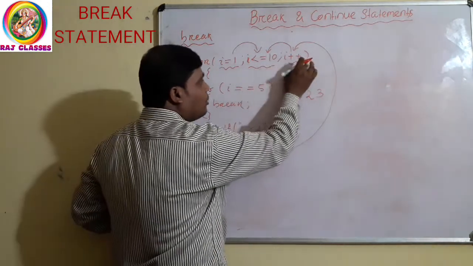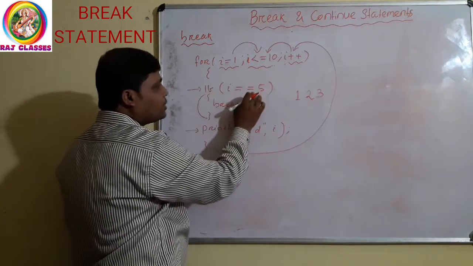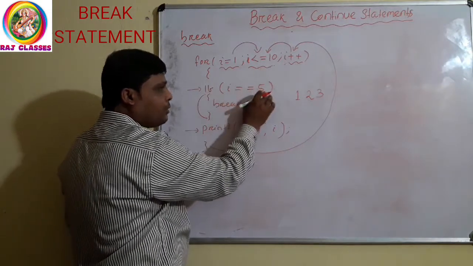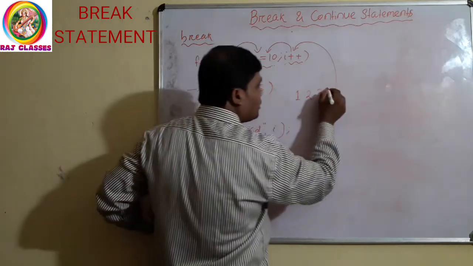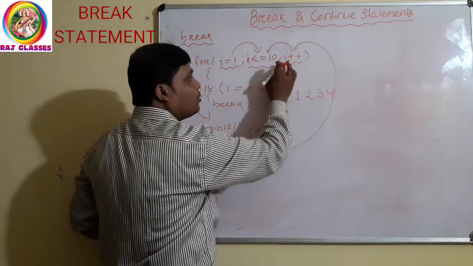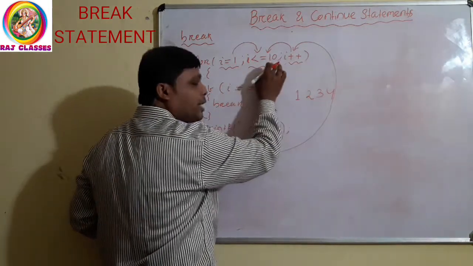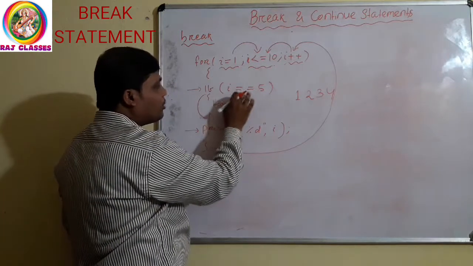Then the I value will be 4. 4 less than equal to 10. The condition is true. So here it will check I value equal to 5. 4 equal to 5, condition false. Then it will print what? 4. Now see, again it will continue. I value will be 5. 5 less than equal to 10. The condition is true. Again control will come to here.